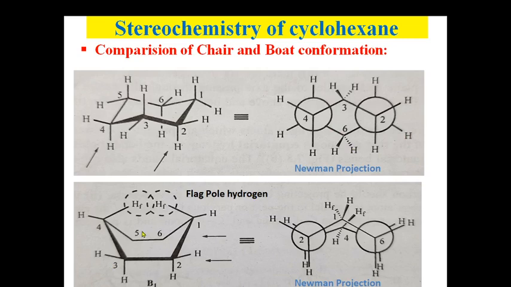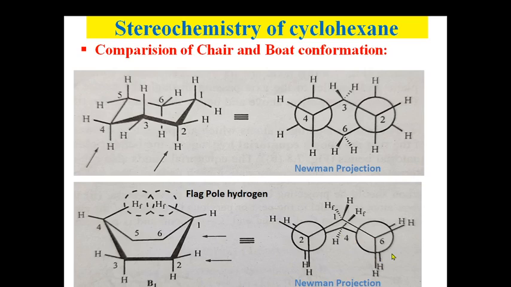But if you are taking the boat conformation, what happens in the boat conformation? Now if you are seeing this Newman projection, you have to see from this side. Carbon number 2 and carbon number 6 become the front carbons, and 3 and 5 become the rear carbons, and carbon number 1 is obviously toward your side, and 4 is going away from you. Okay, so here is the Newman projection.